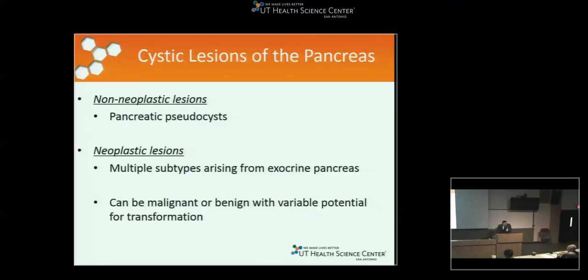Broadly speaking, we can group cystic lesions into two categories. One, non-neoplastic lesions, which are mostly comprised of pancreatic pseudocysts, and two, neoplastic lesions, which include multiple subtypes arising from the exocrine pancreas and can be malignant or benign with variable potential for transformation.